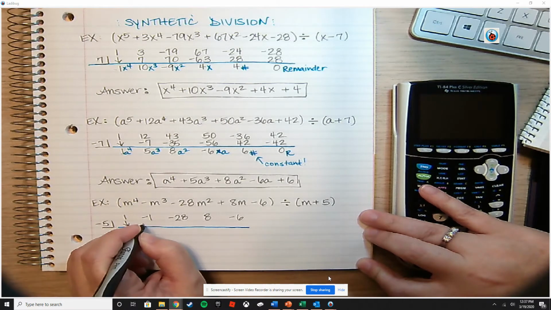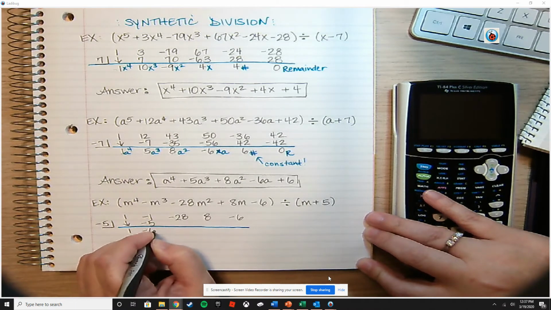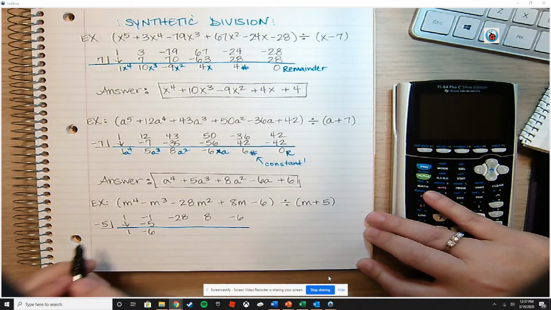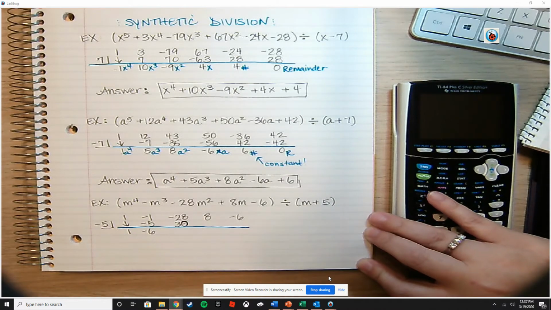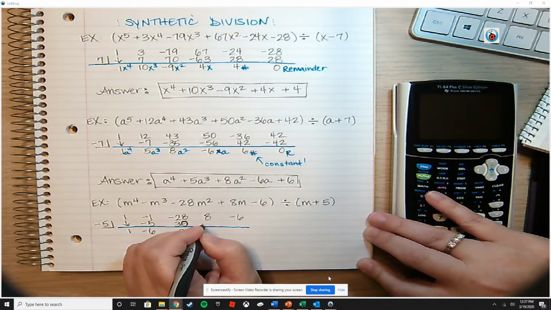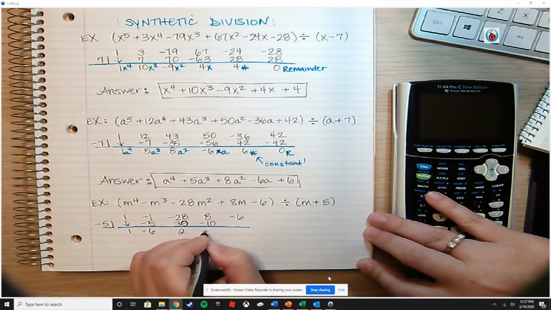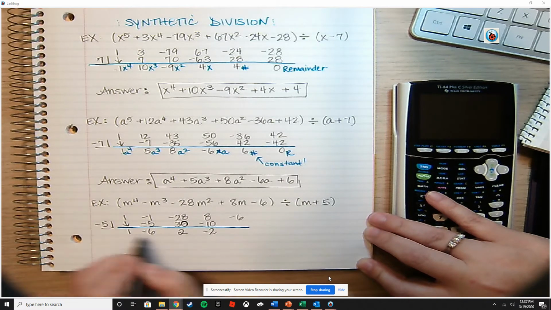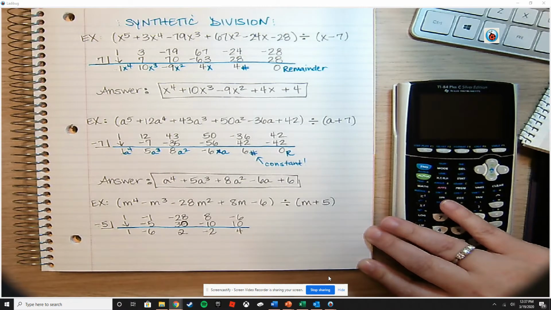-5 times 1 is -5. I'm going to add -1 and -5 to get -6. I'm going to multiply -5 times -6 to get 30. Oops. I'm going to add -28 plus 30. That gives me 2. I'm going to multiply -5 times 2, which is -10. I'm going to add that. 8 plus -10 is -2. I'm going to multiply -5 times -2, which is +10. And then I'm going to add that, and that's going to be 4.